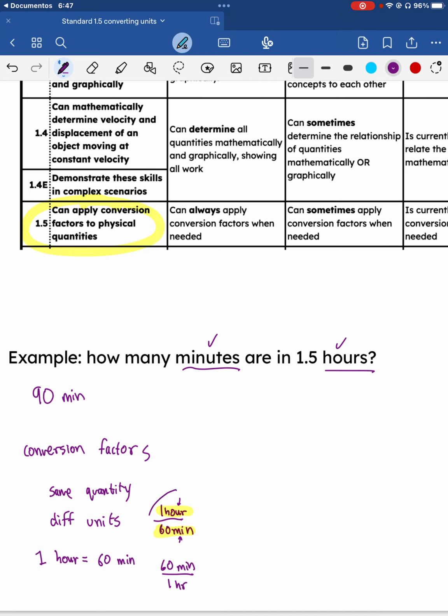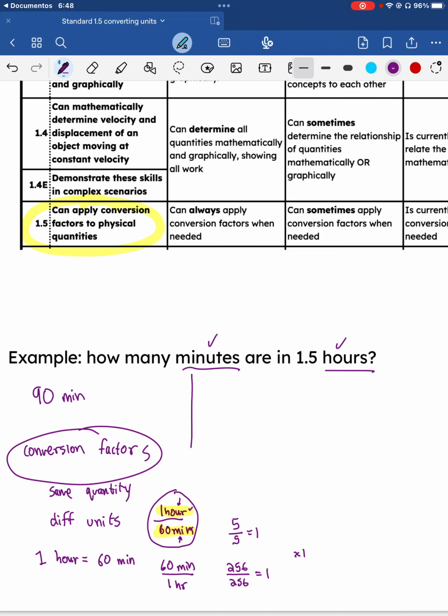I can multiply any number by a conversion factor because I'm multiplying by the same thing on the top and bottom. When I have the same thing on the top and bottom, if I had 5 over 5 or 256 over 256, well, the same thing on the top and bottom of a fraction is equal to 1. So multiplying by a conversion factor is like multiplying by 1.